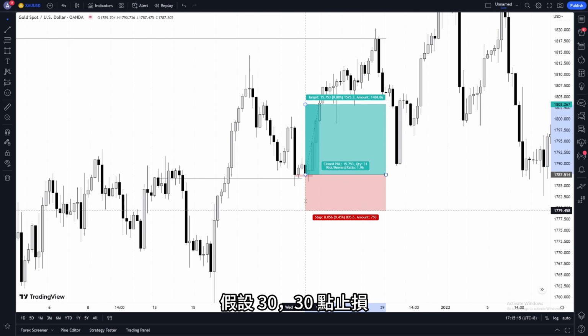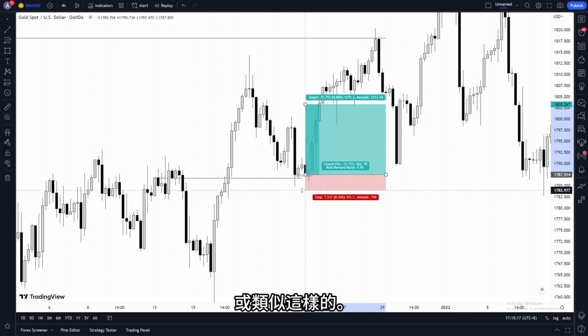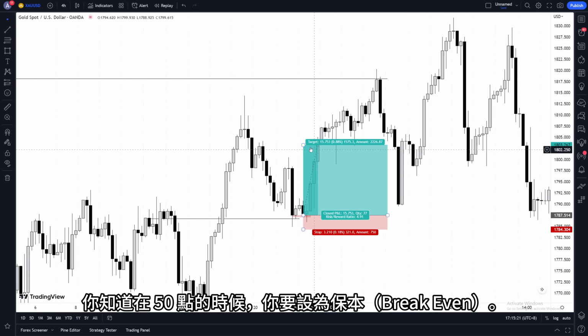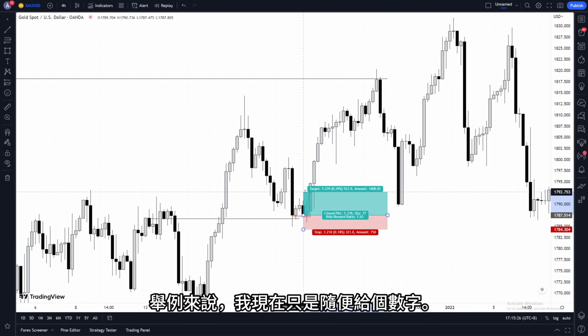Okay, and let's say 30 pips stop loss or something like that. So, 32 pips stop loss, right? You've entered this trade. You know that at 50 pips, you're going to go break even. For example, I'm just giving you random numbers right now, okay?